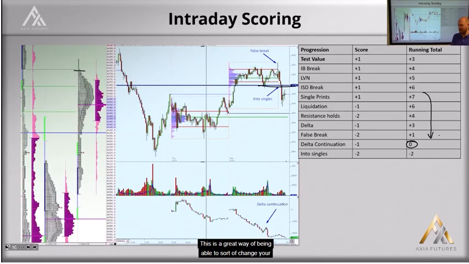This is a great way of being able to sort of change your perspective, change your mind. Even come the false break, you're already on a reasonably low score anyway. You're sort of 4, 3, you're ready to get out of this. When that false break comes, absolutely you're getting out of the trade. And by doing this, you're allowing yourself to build up this story throughout the day, which helps you differentiate the value of certain pieces of information.